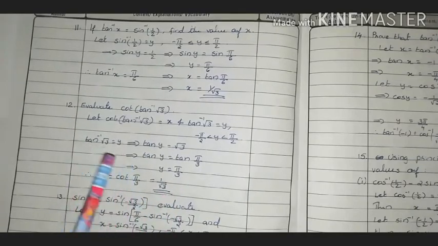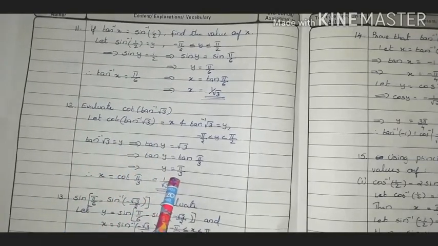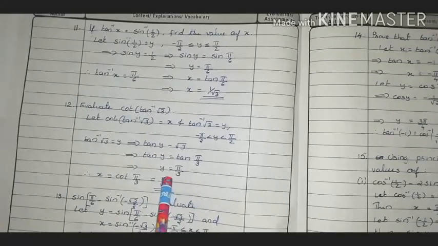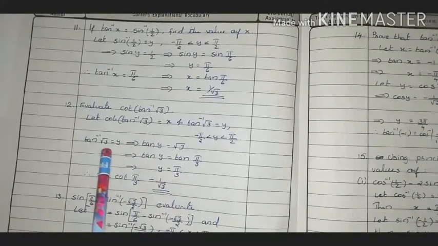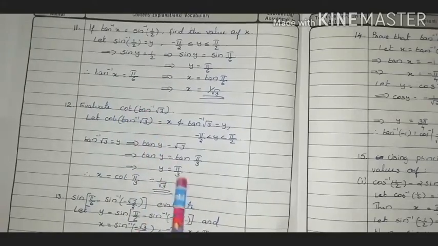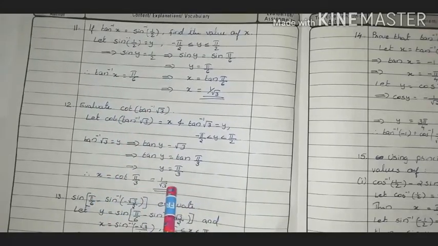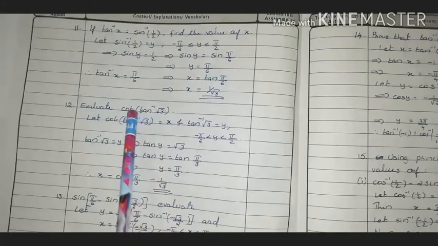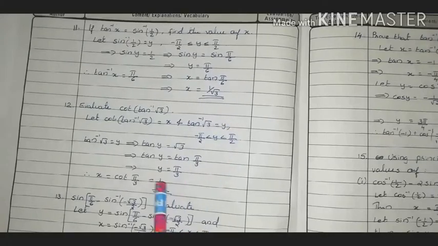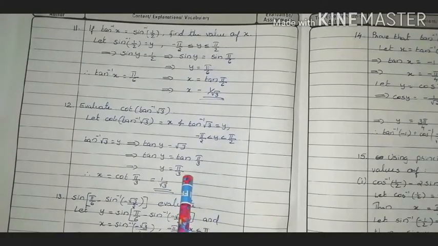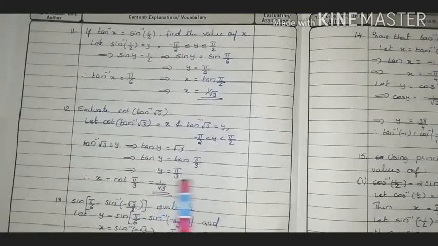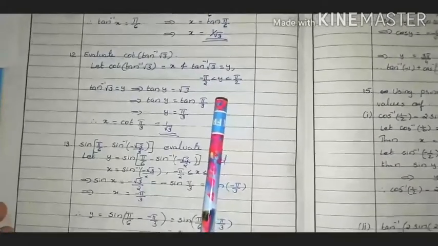Many questions we solve by using that method. We can find y is equal to pi by 3. Then what's y here? That is tan inverse root 3. So we want to find cot pi by 3. Cot pi by 3 is equal to 1 by root 3. First we consider this tan inverse root 3 as y, then find that value of y, which is pi by 3. Then cot pi by 3 is equal to 1 by root 3. That's the method. Then next question.